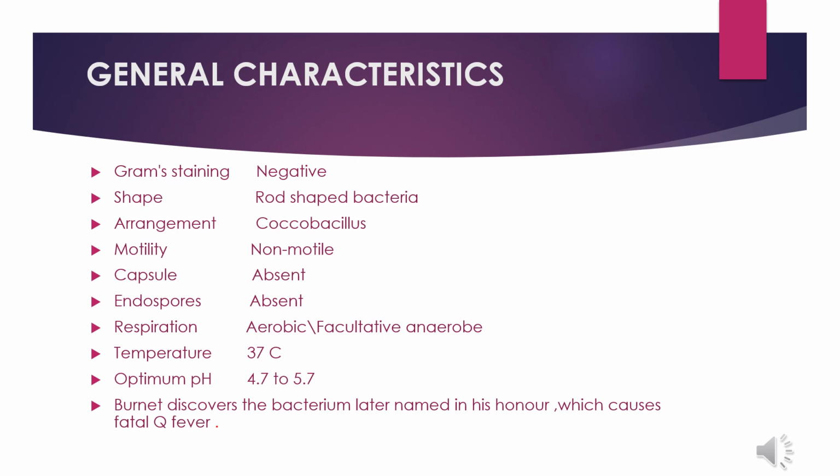Aerobic, which requires oxygen for growth. Facultative anaerobe, which does not require oxygen for growth, but it also grows well in its presence. Temperature, it requires 37 degrees Celsius. Optimum pH, it requires 4.7 to 5.7. Burnet discovered the bacterium Coxiella burnetii. Later it was named in his honor, which causes a fatal Q fever.